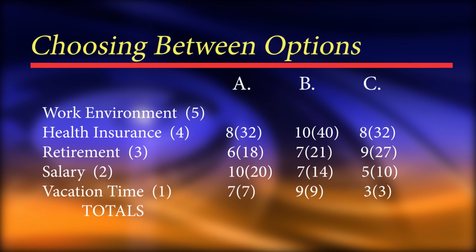And then vacation time, A, above average, I'll give it a 7, so 1 times 7 is 7. B, vacation time, almost perfect, really good. I'm giving it a 9. 1 times 9 is 9. And then C, vacation time is less than average. It's not good at all. I'm going to give it a 3. 1 times 3 is 3.